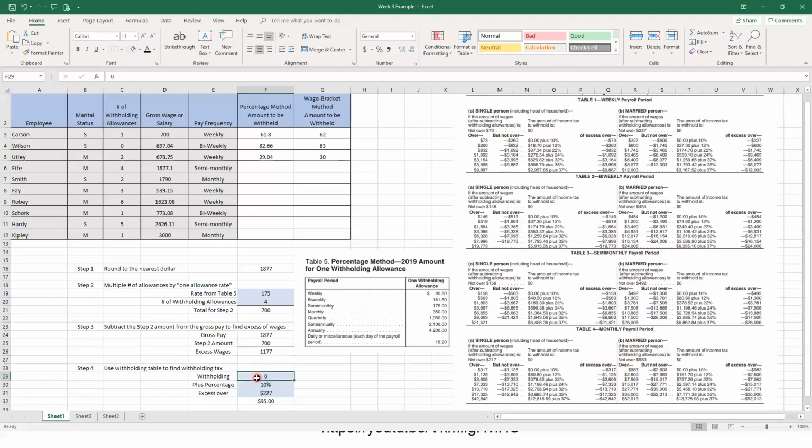Okay, so let's continue on here. Step 4, we're using the withholding table for a semi-monthly person. So we're going to use table 3, and this person's married, so we're going to use the right-hand side of table 3 here. We have $1,177 of wages, so that's going to fall in that first box. We've got $0 withholding plus 10% over $492. So this amount is going to be $68.50 for the withholding. And then going into our brackets, we're going to have a semi-monthly married person.